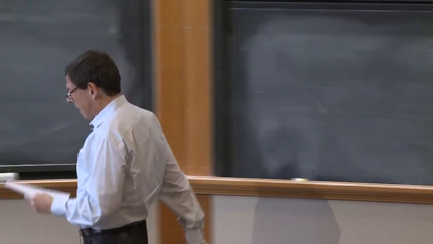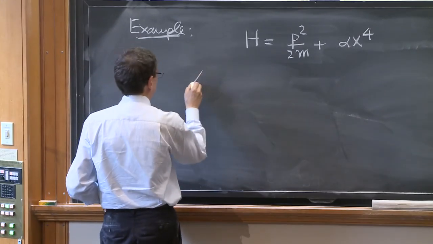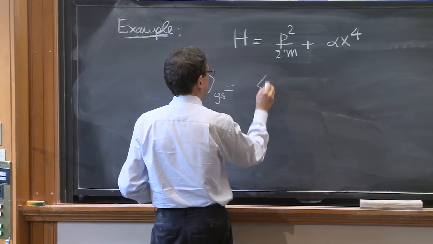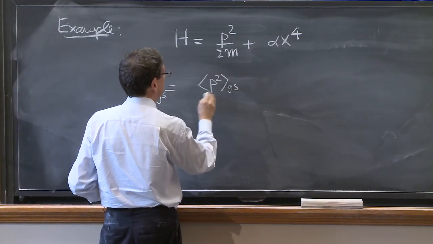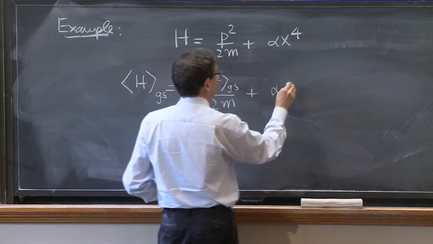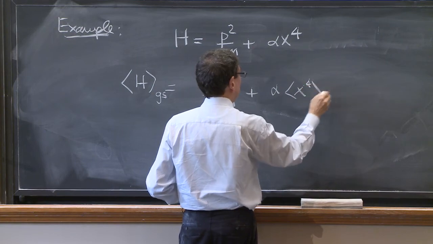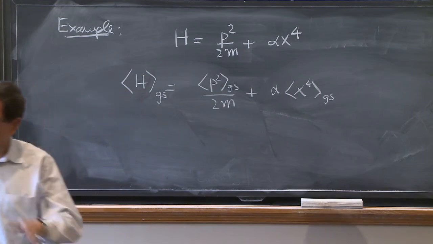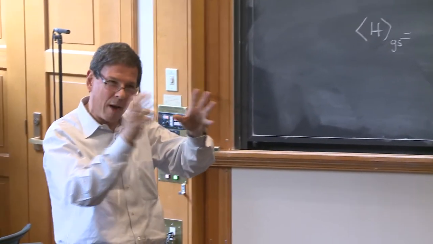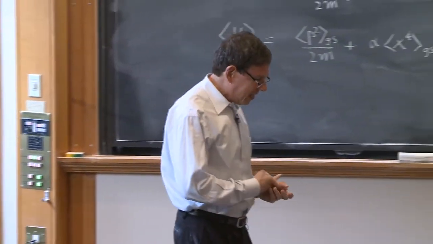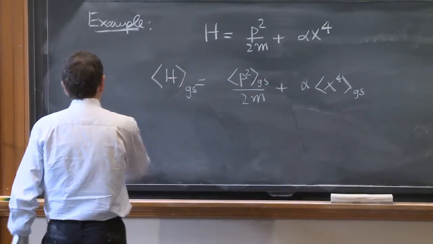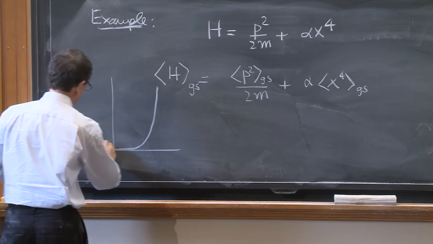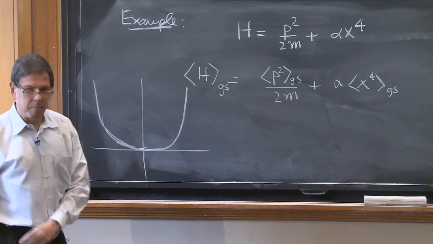So we want to estimate the ground state energy. So we first write some words. We just say H in the ground state will be given by the expectation value of p squared in the ground state plus alpha times the expectation value of x to the fourth in the ground state. Haven't made much progress, but you have, because you're starting to talk about the right variables. Now, the things that you have to know is that you have a potential that is like this, sort of a little flatter than an x squared potential.